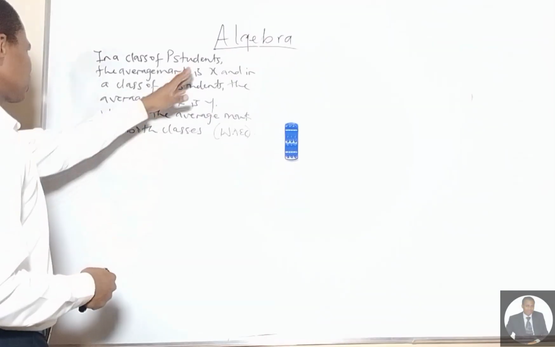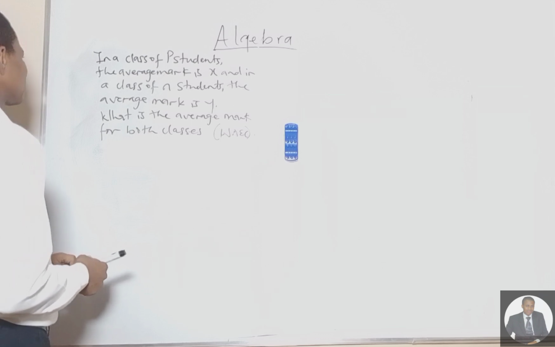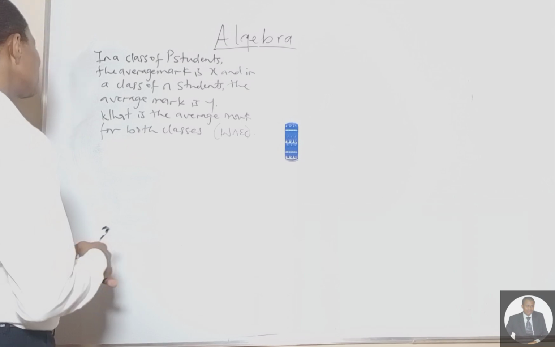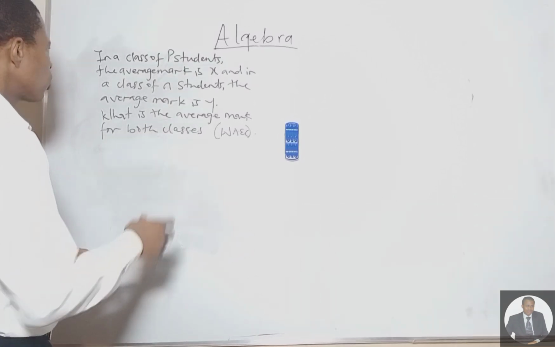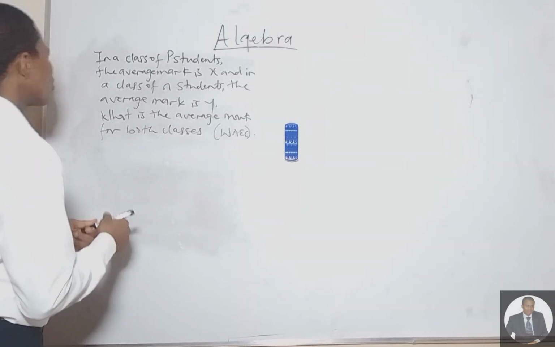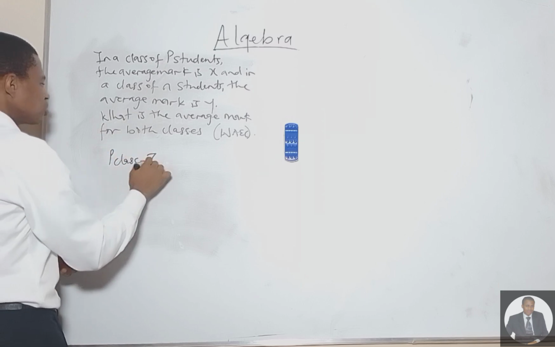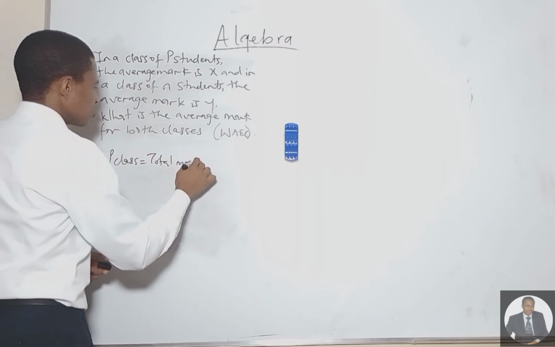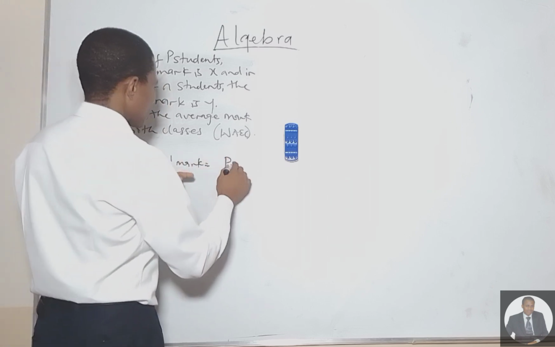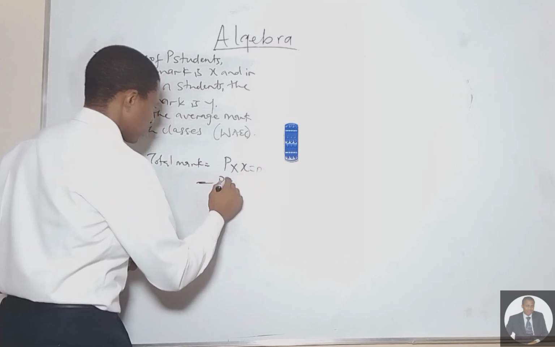In a class of P students, the average mark is X. And in a class of N students, the average mark is Y. What is the average mark of both classes? Now, what we will do first is find the total mark in the P class. The total mark will be P times X. That's PX. That will be the total mark.